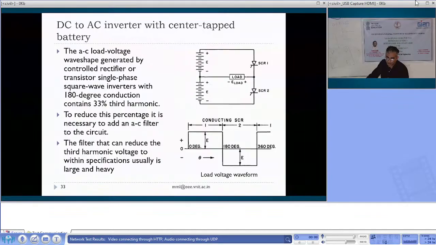How to eliminate the third harmonic? To reduce this percentage, it is necessary to add an AC filter, as you told about the AC filter. The filter that can reduce the third harmonic voltage to within the specification usually is large and heavy. If you want to eliminate the lower order harmonic with the help of a filter, the filter size is very big.